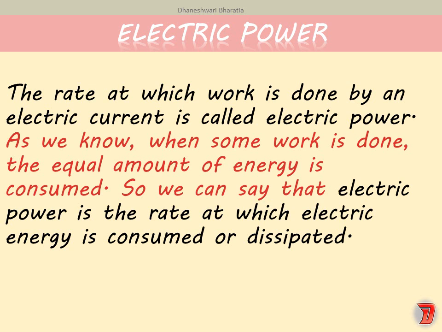Now back to our point, what is electric power? It is the rate at which electric energy is consumed or dissipated. Fine. Power P is equal to W by T. W we know is the work done in the particular time. So how will we denote electric power? P is equal to W by T.